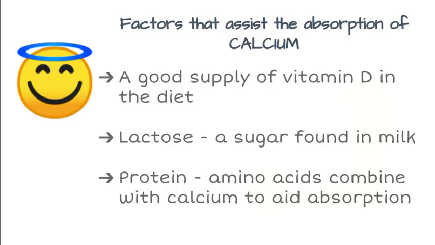Okay, so you might get a question about the absorption of calcium, the factors that assist the absorption of calcium, or the factors that can hinder the absorption of calcium. So I'm going to go through those with you just now. So a good supply of vitamin D in the diet will assist the absorption of calcium. Lactose, a sugar found in milk, assists the absorption of calcium. And protein, because amino acids combine with calcium to aid its absorption. So these three things will assist the absorption of calcium, will help calcium to be absorbed so that it can then do its functions in the body.